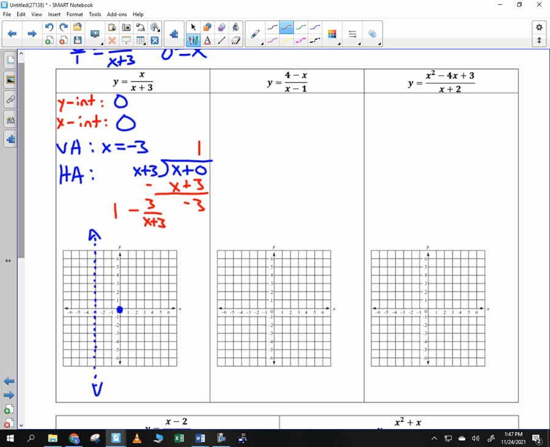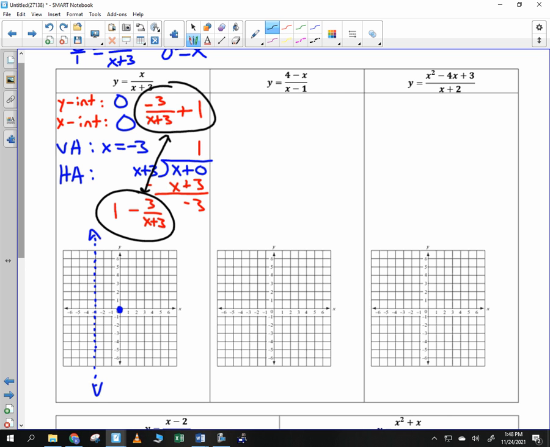Remember how we wrote that? The remainder over the divisor. Or maybe you would feel more comfortable seeing it like this. Negative 3 over x plus 3 plus 1. Do you agree that those are the same? And isn't it true that that's what we just started graphing on the very first page?